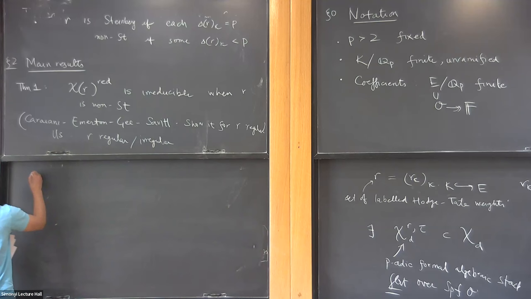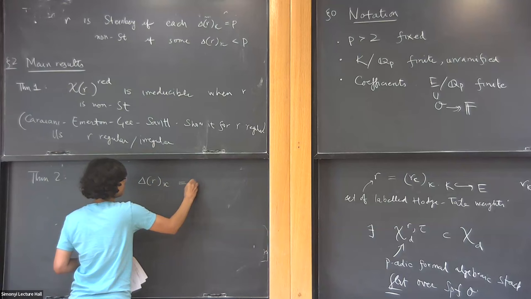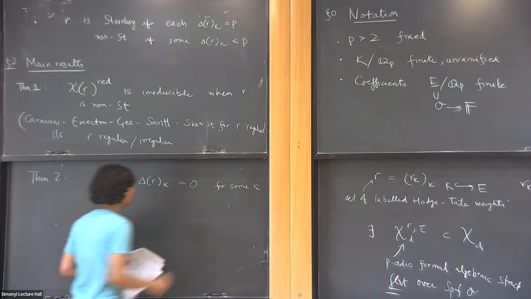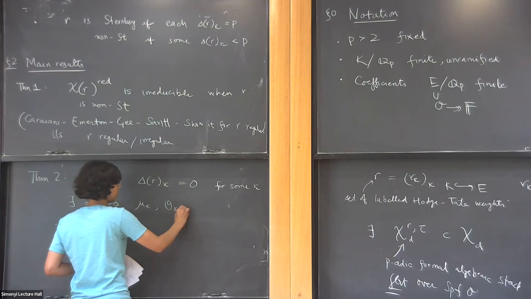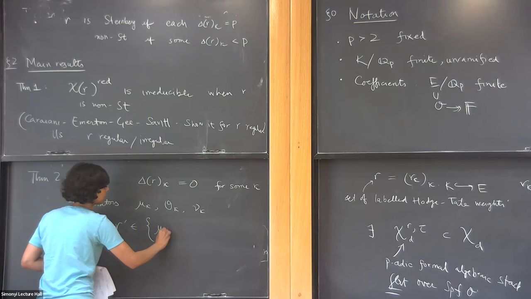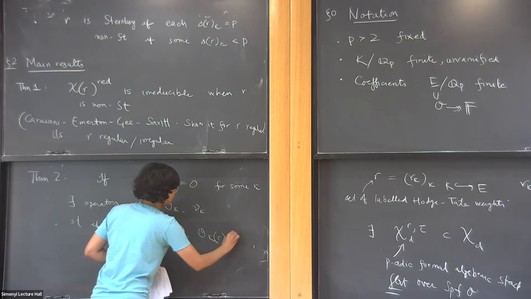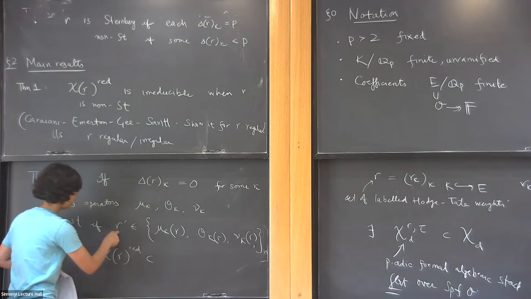So the second theorem is that, let's say you have irregularity in some embedding, so that R kappa is zero for some kappa. Then you can define operators. So there exist operators on Hodge-Tate weights, mu kappa, theta kappa, and nu kappa, such that if you have another Hodge-Tate weight which is in the image of either of these three operators, so mu kappa R, theta kappa R, and nu kappa R, then our locus lives inside this R prime locus.